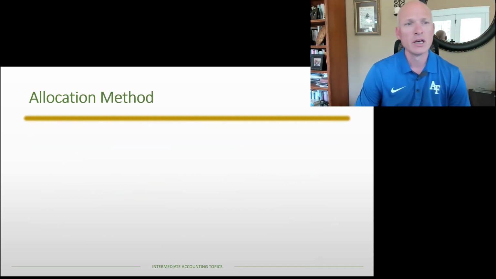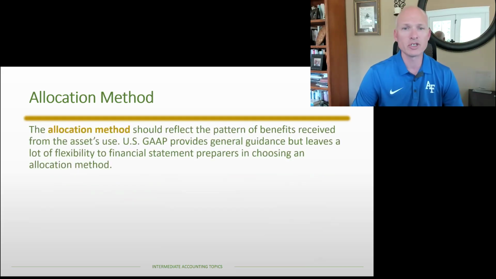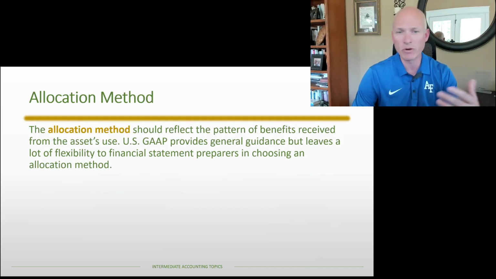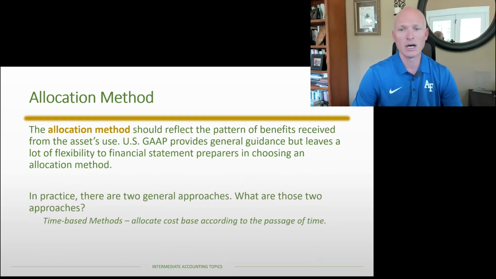All right, so then the third thing is let's talk about the allocation method. So the method should reflect, basically, acceptable patterns, right? So GAAP provides general guidance and gives you some ways that you can do it, but basically there's a pattern that you have to adopt as far as how we're going to allocate that cost over time. And so there are two general approaches. The ones that you're probably used to is time-based. So basically, straight line evenly over time.